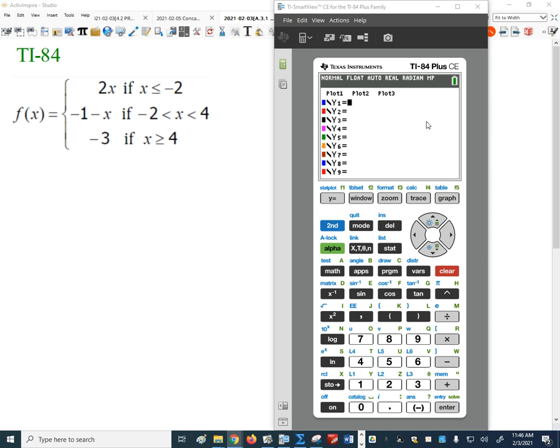So there's two kinds of TI-84s. There's the new ones. The price has gone down. It's the TI-84 Plus CE. If you're going to get a graphing calculator, that's the one to get. I kind of encourage you to do that if you're planning to go on in math.